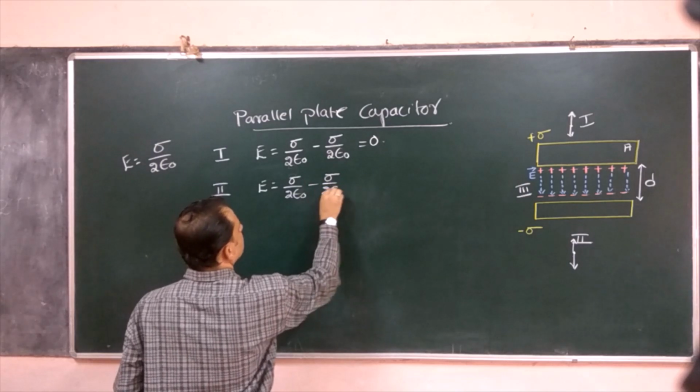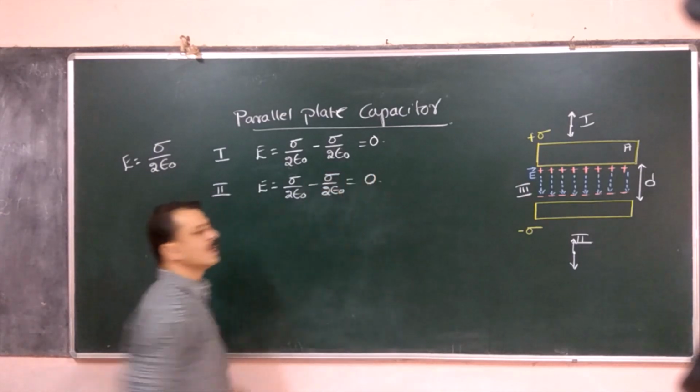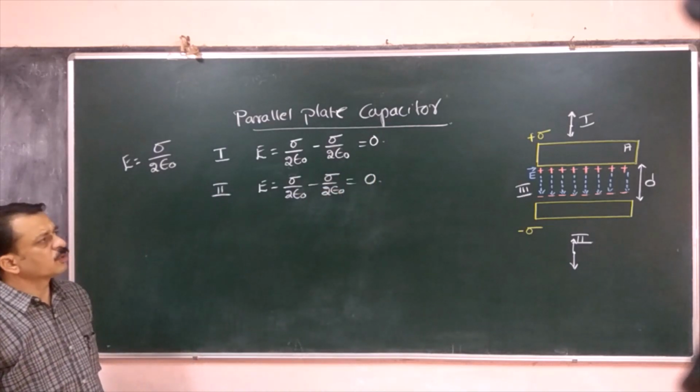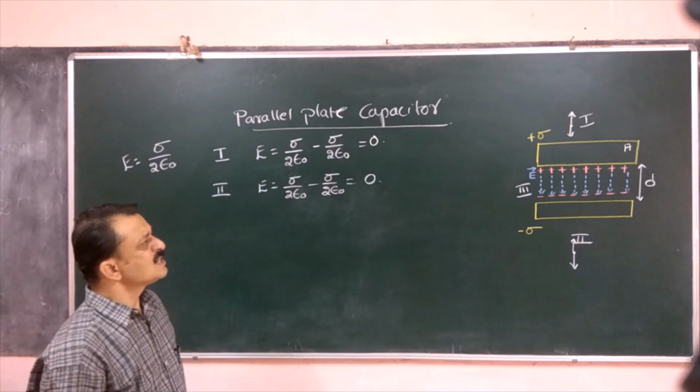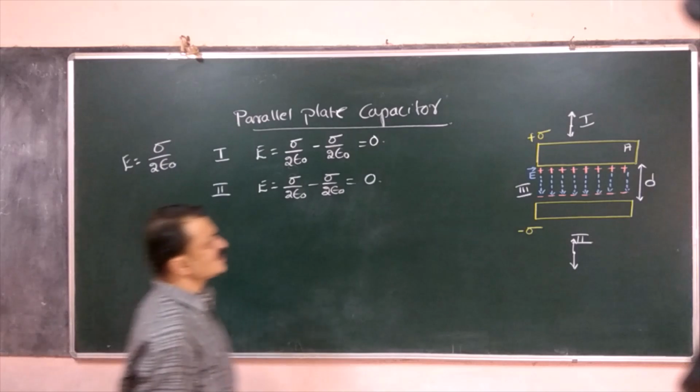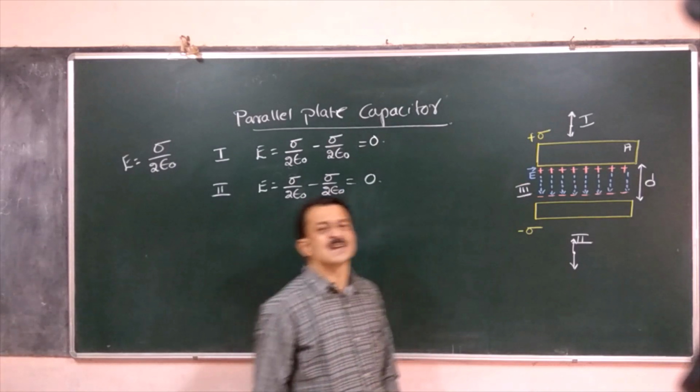Sigma divided by minus 2 epsilon naught, that is equal to 0. So therefore the electric field outside the plate system is 0. Now we will consider the third region. What is the electric field inside?